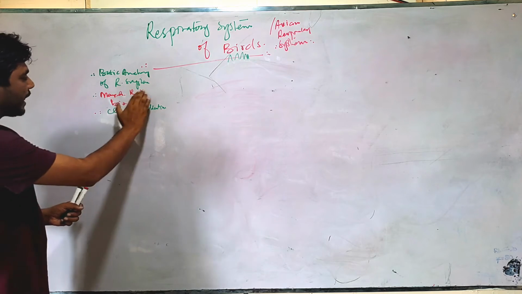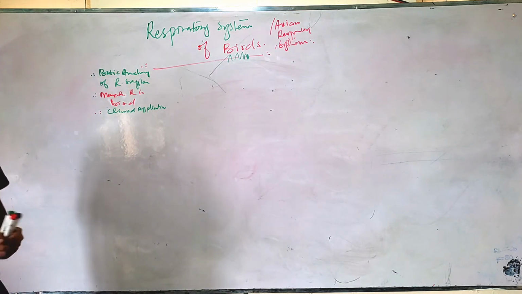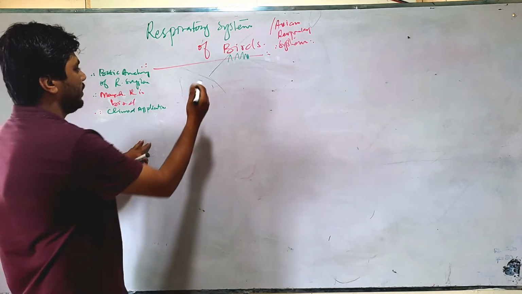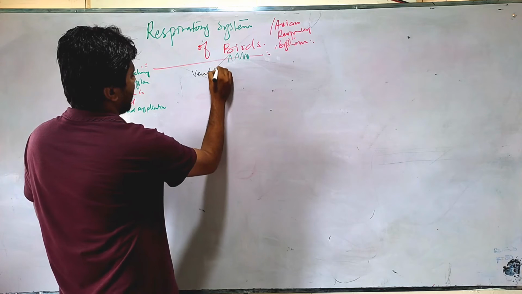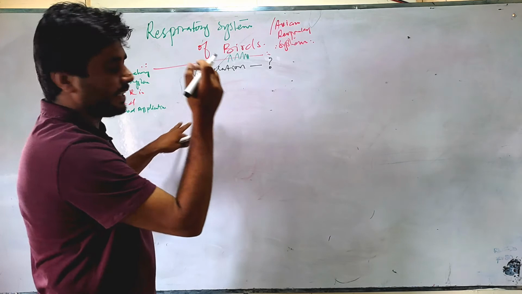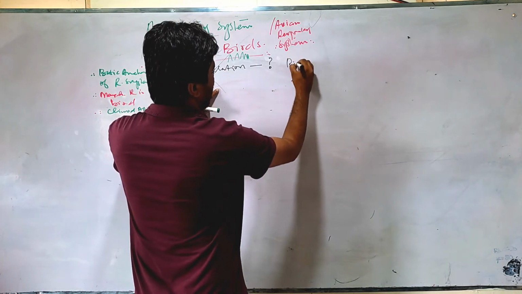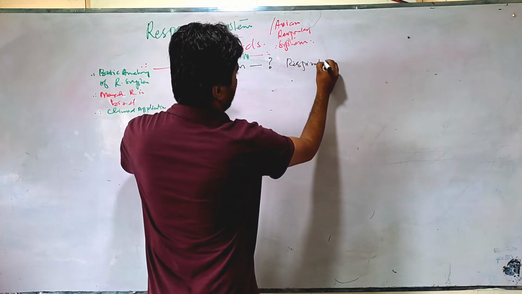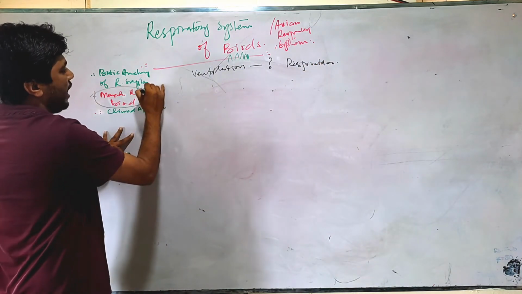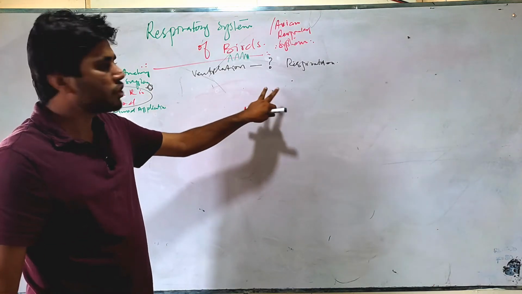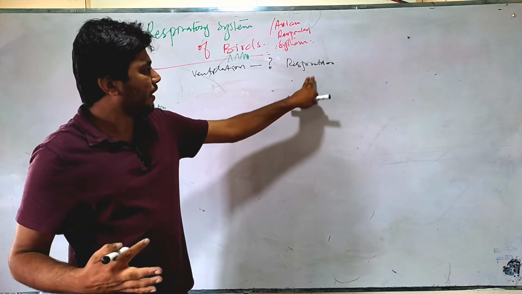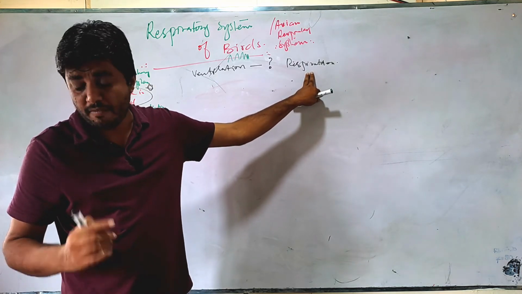Now let's look into the mechanism of respiration in the bird. One term is very important. What is ventilation? Ventilation, respiration. Because we are now looking into the mechanism of respiration in the bird, I really want somebody to define these two terms for me. What is respiration? One by one.